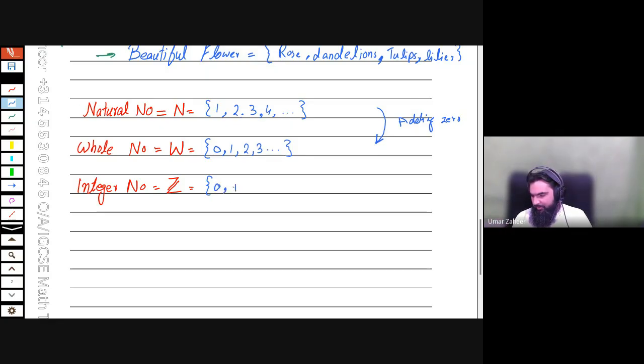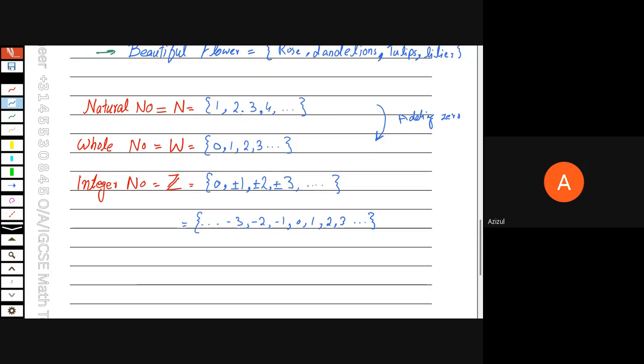We have 0, plus 1 as well as minus 1. We have plus 2 as well as minus 2. We have plus 3 as well as minus 3, and so on. All right, these numbers are integers, but the decimal numbers are not included here. If I open it up, it looks like this: minus 3, minus 2, minus 1, 0, 1, 2, 3. Yes, is it clear for you? Yes, everyone.